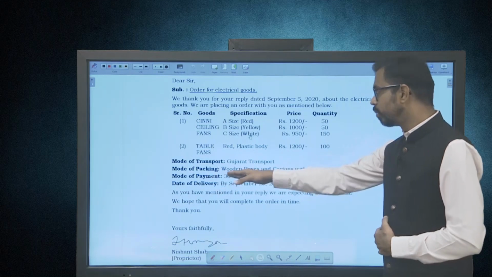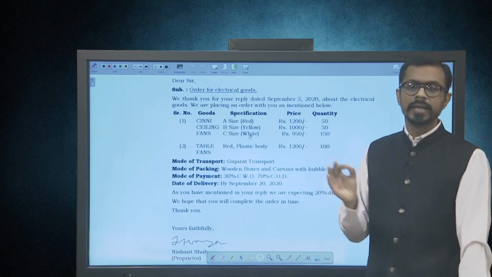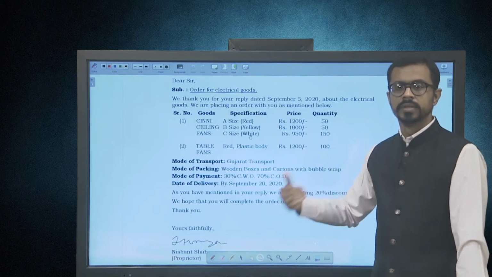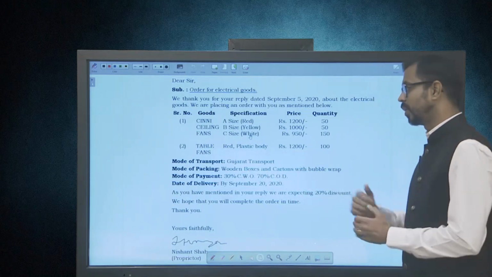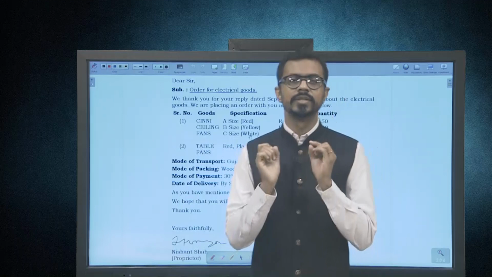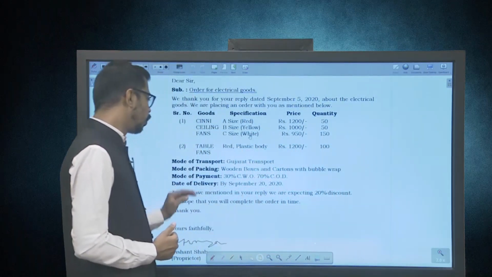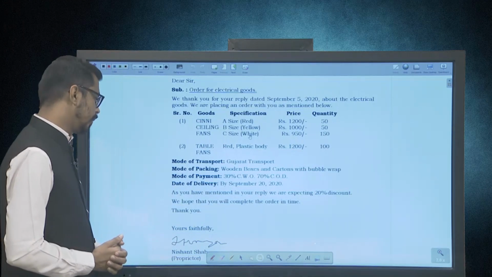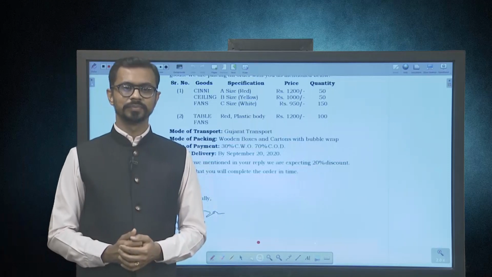So, mode of payment will be 30% in the initial part and later the 70% will be cash on delivery when the products are delivered. Date of delivery by September 20, 2020. As you mentioned in your reply, we are expecting 20% discount. So that part is also mentioned. We hope that you will complete the order on time. Thank you. Yours faithfully, Nishant Shah, the proprietor.